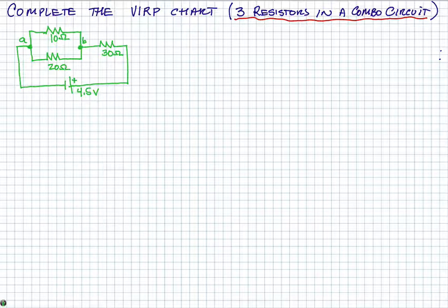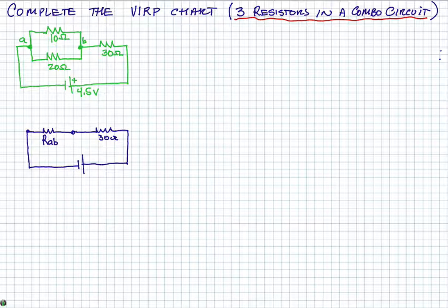So if we were to redraw this, this is what it would look like. Instead of the parallel, I would have the equivalent. We'll call this RAB, and that would be connected to our 30 ohm resistor. So that's another way of viewing this. Okay, so RAB is in series with the 30 ohm resistor.